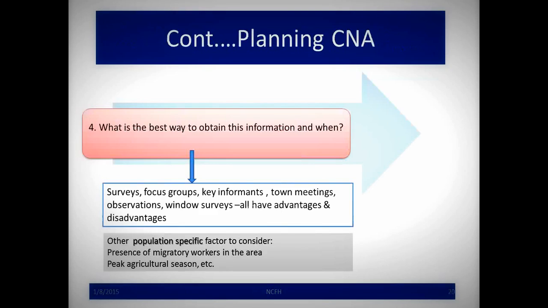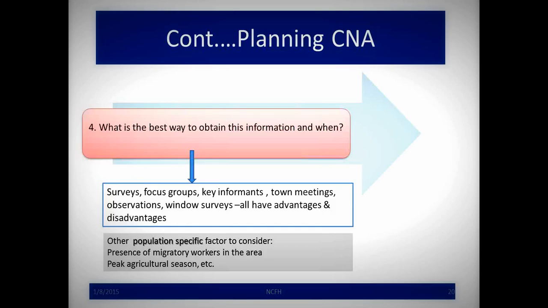Next, we need to determine the best way of obtaining the information that you need. For example, do you want to use surveys? You want to use focus groups, informants, town meetings, observation, so-called windshield surveys, or all of the above. All of them have advantages and disadvantages.